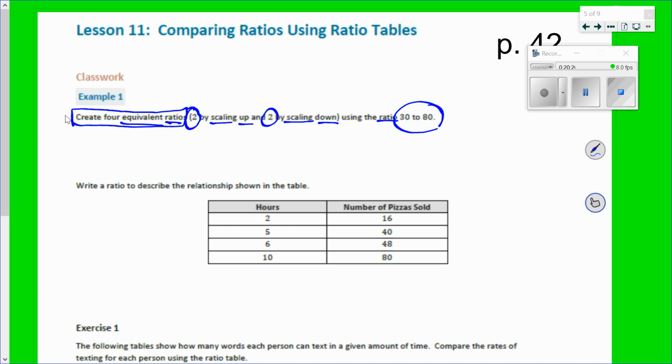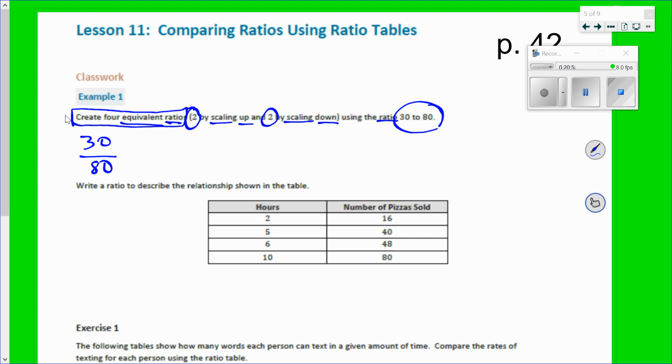Okay, let's talk about the word scaling up and scaling down. What in the world are they talking about there? Jake? One of them goes down, one of them goes up. Okay, so one of them will increase, right? All right, the numbers will increase and one of them, the numbers will decrease. Still equivalent ratios, okay? So what's my original ratio? Come on. 30 to 80. 30 to 80, good. All right, do we want to scale up or scale down first? I don't care. Up, okay.